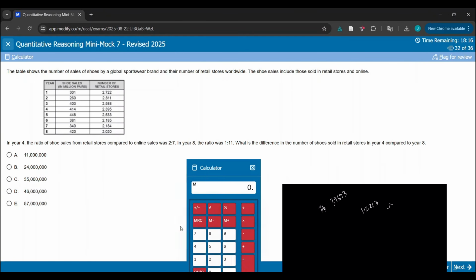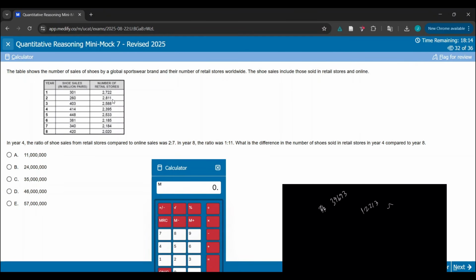119. The ratio of shoe sales from retail stores compared to online was 2 to 7. Shoe sales in year 8 was the difference in number of shoes sold in retail stores. So therefore it's going to be 4 and 4 divided by 9, times that by 2, which is 92. And then year 8 is 420 divided by 12. That's 35. So 92 minus 35 will be 57.